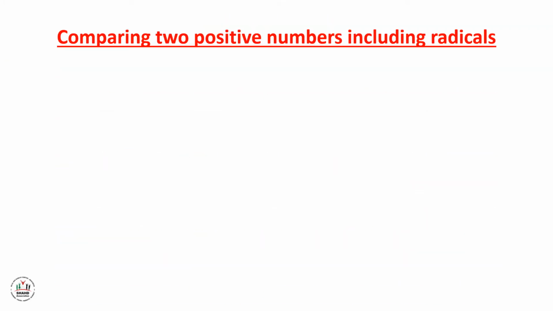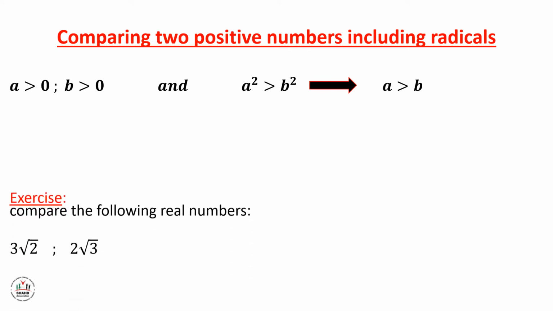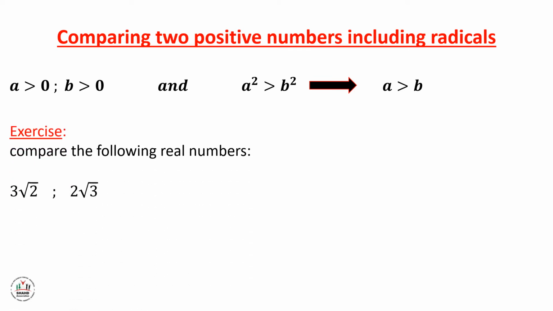Now let's learn how we can compare two positive numbers including radicals. If we have a greater than 0 and b greater than 0, this means that a and b are two positive real numbers, and a square greater than b square, then a must be greater than b. Let's solve an example. Compare the following real numbers. We have 3 radical 2 and 2 radical 3. How can we know which number is greater than the other?